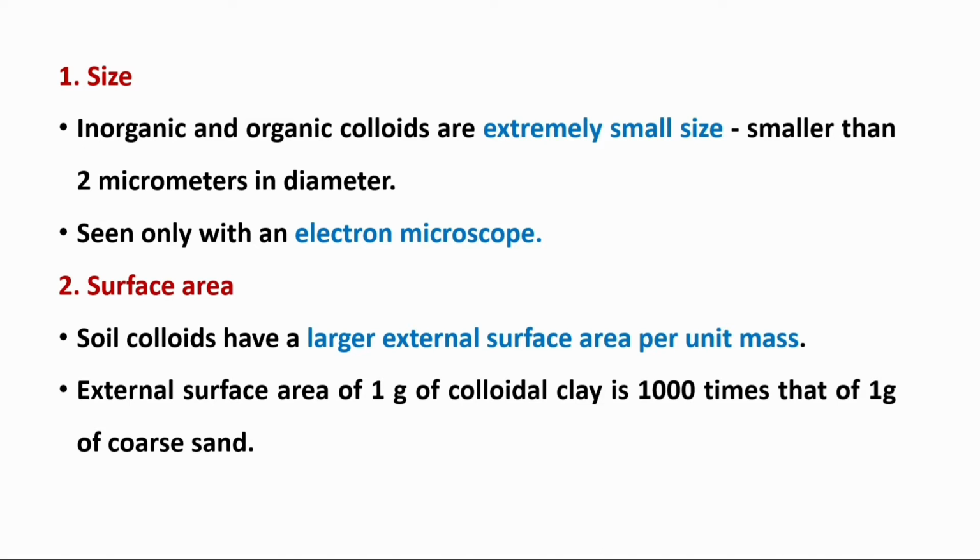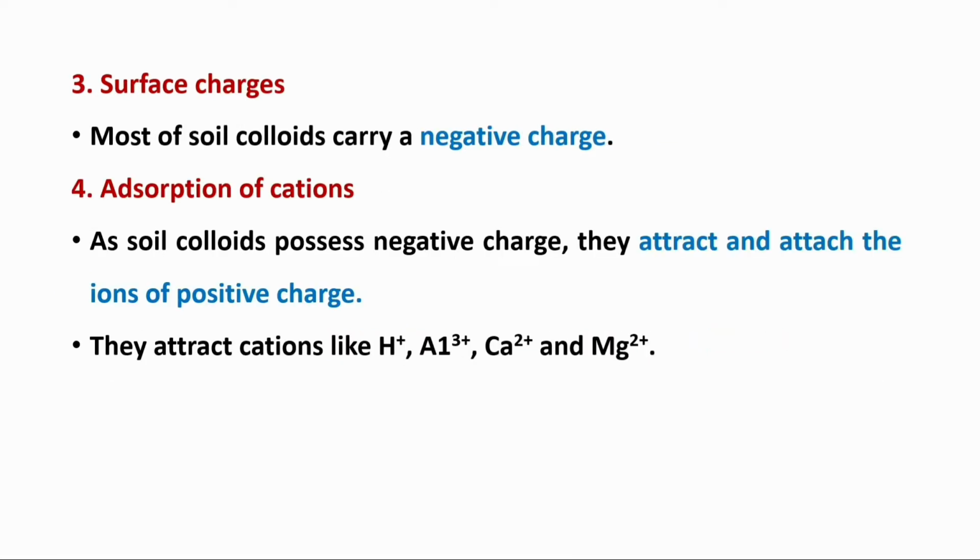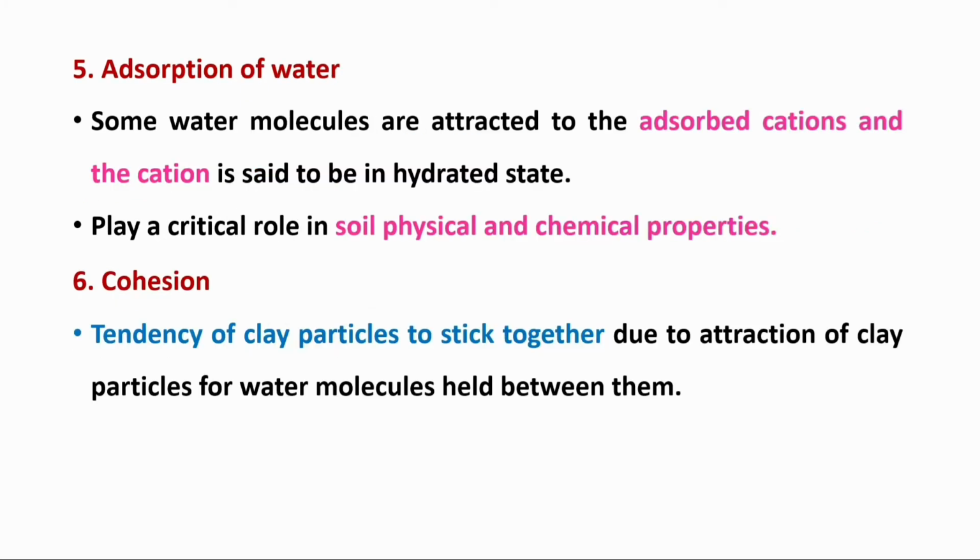Soil colloids have larger external surface area per unit mass. For example, 1 gram of colloidal clay has 1000 times more external surface area than that of coarse sand. In general, most of soil colloids have negative charges, sometimes positive charges. Negatively charged colloid particles attract and attach to positively charged ions like hydrogen, aluminum, calcium and magnesium. Water molecules are attracted to adsorbed cations and it plays a critical role in physical and chemical properties of colloids.